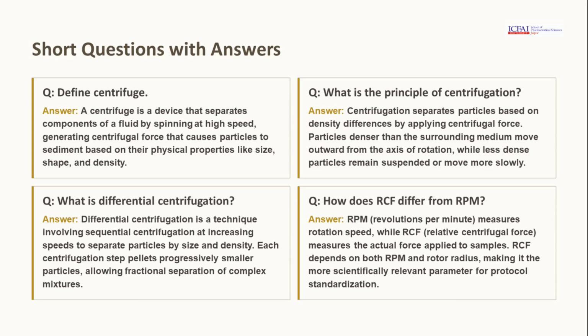What is a centrifuge? It's a device that separates components by spinning at high speed. The principle of centrifugation involves separating particles based on density differences. Differential centrifugation is a technique for separating particles by size and density. Lastly, RCF differs from RPM as it considers the actual force applied to samples.